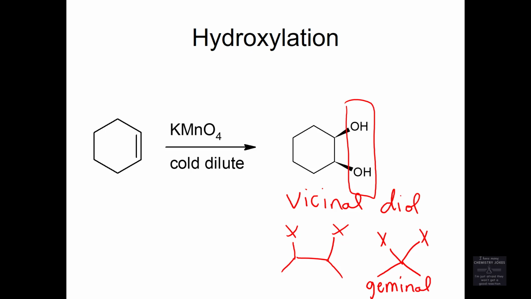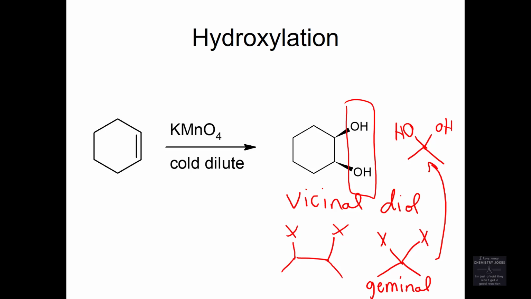So vicinal is a term to represent the relationship of 2 groups to each other. 2 OHs on neighboring carbons is a vicinal diol. It's a geminal diol if it's 2 OHs on the same carbon. That's geminal. The product of this reaction is actually vicinal. There's a reason I take a minute to explain that. Yeah. That's if I use cold dilute KMnO4.